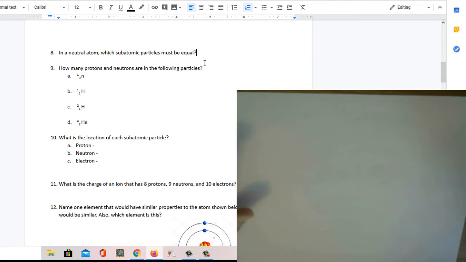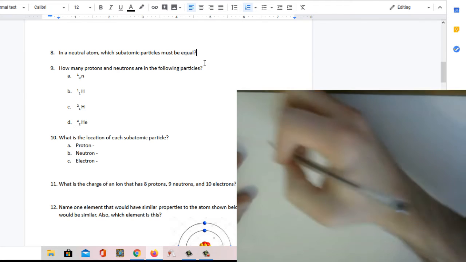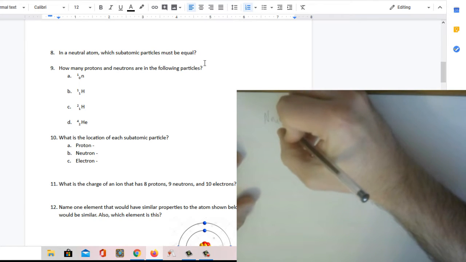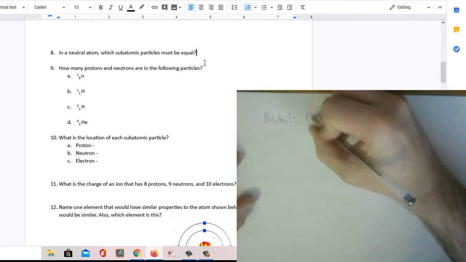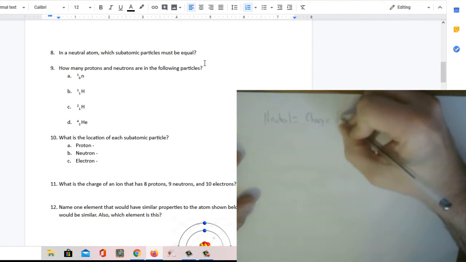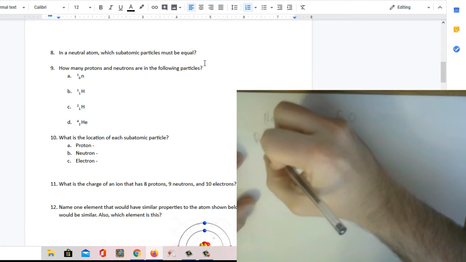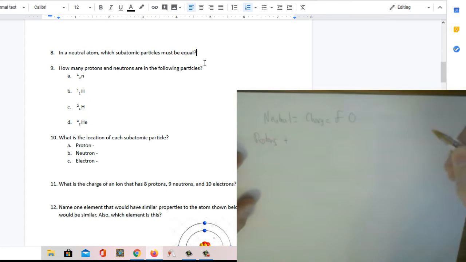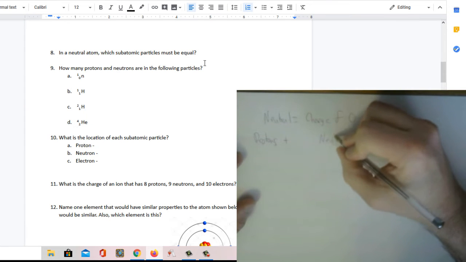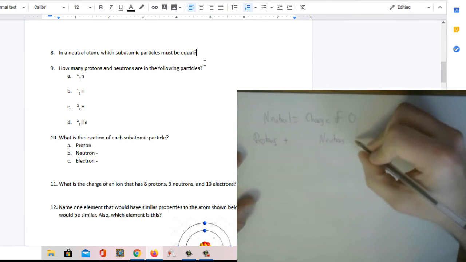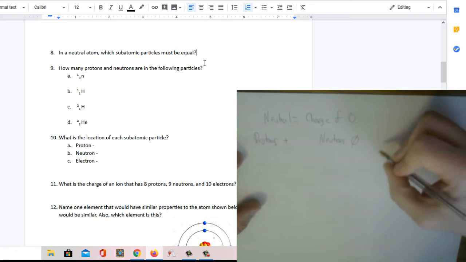Alright, so number 8 was asking if you have a neutral atom, which particles need to be equal. If something is neutral, that means it has a charge of 0. So neutral equals charge 0. And it's neutral, so the charge has to be balanced in order for that to happen. And the particles that we have are protons, which are positive, neutrons, which are neutral, and electrons.